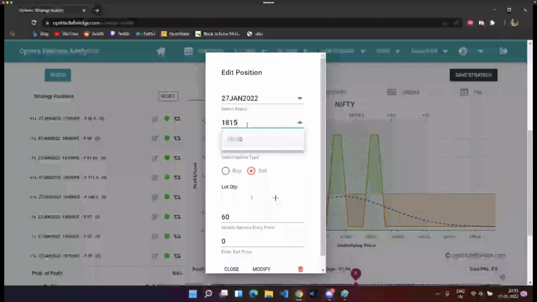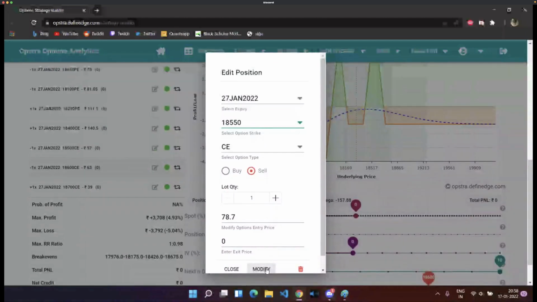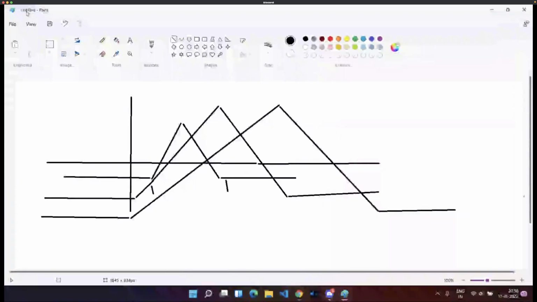So one is adding a credit call spread and one is adding a credit put spread. If you add a credit call spread and a credit put spread, what do you get? You know that, right? Come on guys, answer quickly. It's a condor. This is a credit call spread, and this is a credit put spread. So what will you get if you add them both? You'll get this. It's a short condor.